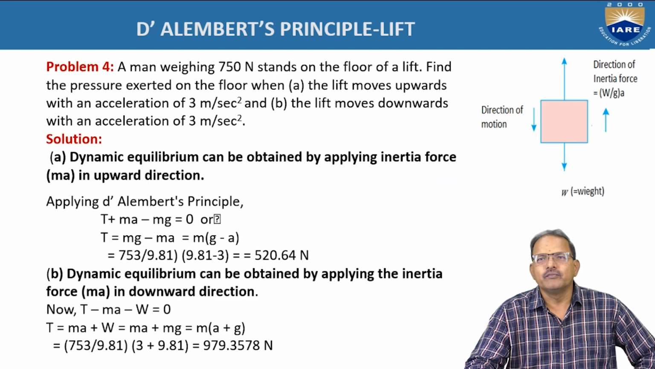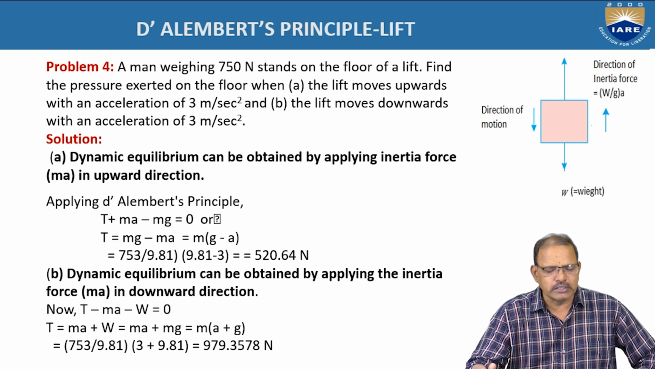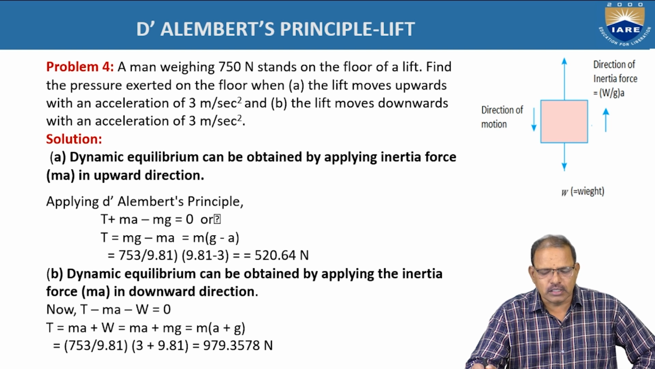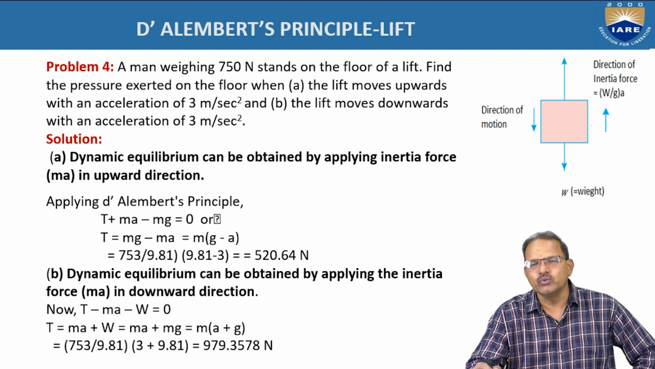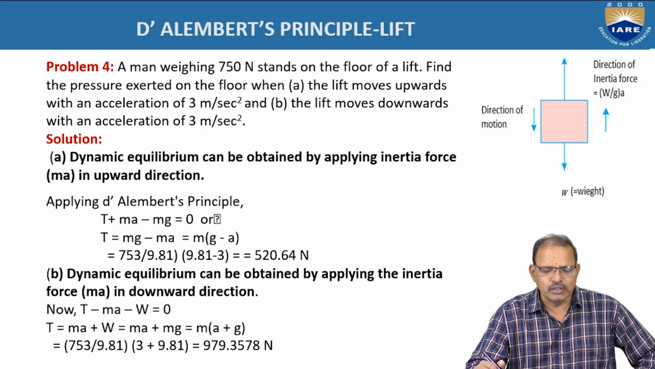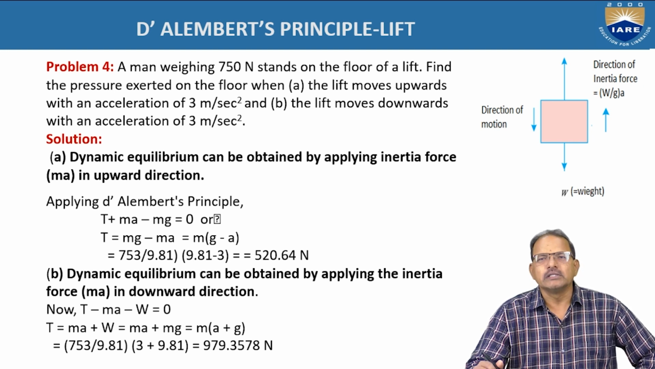Here problem number 4 now. A man weighing 750 newtons stands on the floor of a lift. Find the pressure exerted on the floor when the lift moves upwards with an acceleration of 3 meters per second square, and the lift moves downwards with an acceleration of 3 meters per second square. That is, in two cases we have to determine the pressure exerted by the man on the floor now.